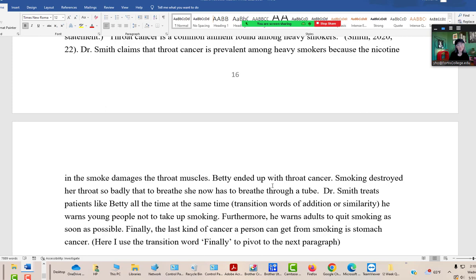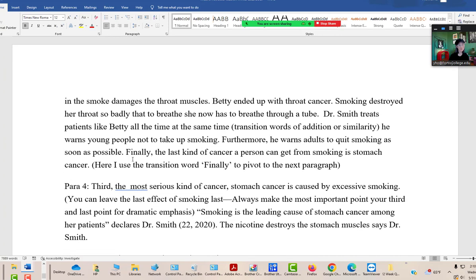Betty ended up, for your body paragraph, so here you would have some kind of case study. Betty ended up with throat cancer. Smoking destroyed her throat so badly that she has to smoke through a tube. Dr. Smith treats patients like Betty all the time. He warned young people not to take up smoking. Furthermore, see, I'm using "furthermore" instead of saying "and." Furthermore, he warns adults to quit smoking as soon as possible.